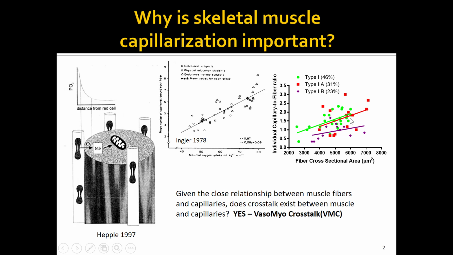Here we are looking at muscle fiber size, whether they're oxidative or glycolytic fibers, and more oxidative fibers have more capillaries, and bigger muscle fibers have more capillaries, suggesting that there is a regulation occurring between muscle and the vasculature, and we refer to this as vasomyo crosstalk.